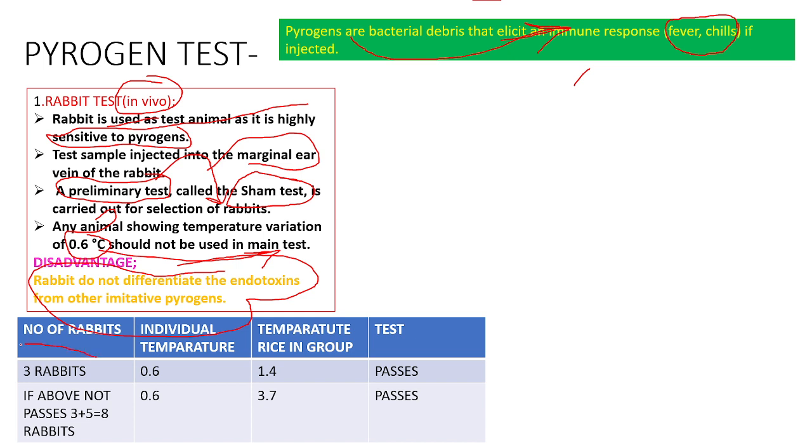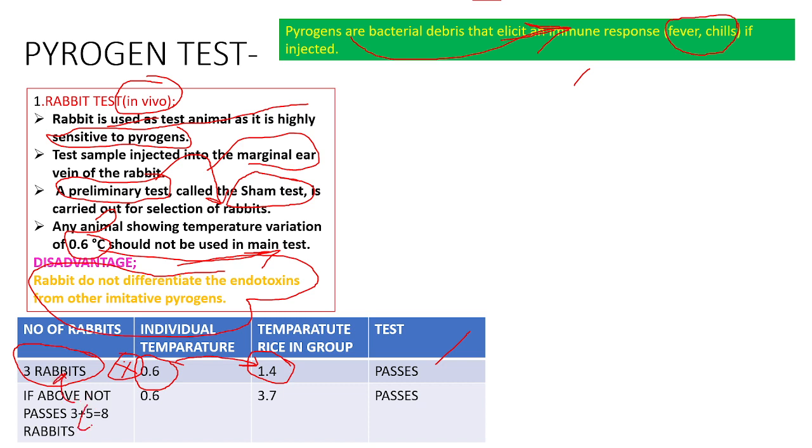Initially, we need to take three rabbits, and for each rabbit we observe the temperature. If each rabbit shows 0.6 degrees centigrade, and the combined value of these three rabbits is 1.4, then the test passes, meaning the given solution is pyrogenic in nature. If the above test fails, then the three rabbits used in the first test are retained.